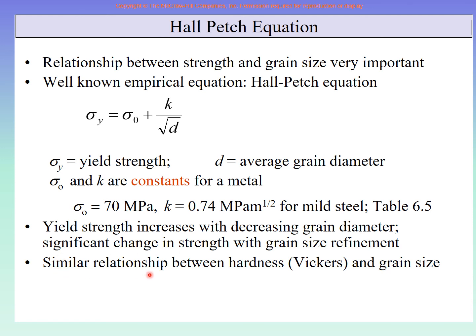We are just saying a similar relationship between hardness and grain size. We have told you repeatedly that if you increase the strength of a metal, its hardness also increases, right? Strength and hardness are two very different things, but if you increase the strength, the hardness also increases. So if by decreasing the grain size the yield strength increases, then the hardness of the material also increases.